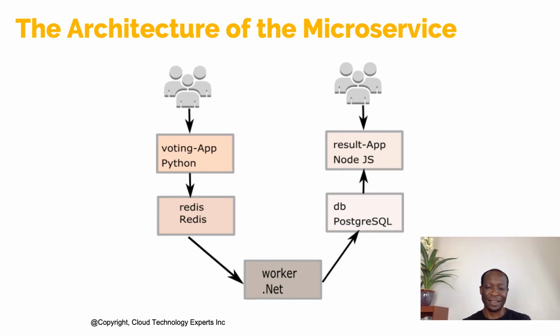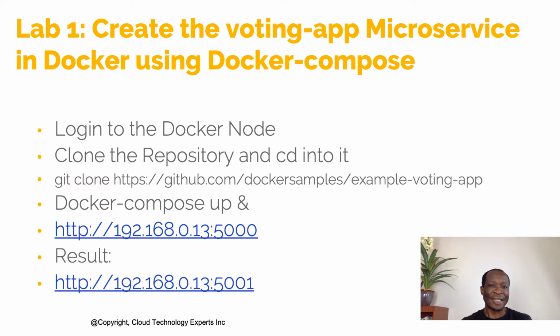All right. So now that we understood the architecture of the microservice, I'm going to perform two labs. The first lab is to demonstrate how to run this application using Docker. We're going to use a Docker utility called Docker Compose. The steps to perform this lab are highlighted on the screen. But I'll basically hop over to my lab and I'll perform this lab.